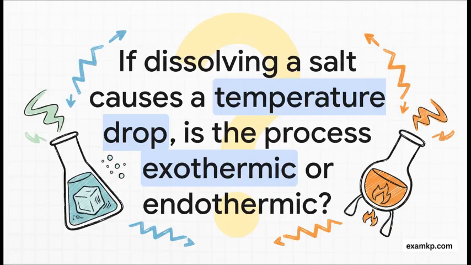This one has no math at all. It's a test of pure understanding. You dissolve some ammonium chloride in water, and the beaker gets noticeably colder. So what does that tell you? Is the process exothermic or endothermic?